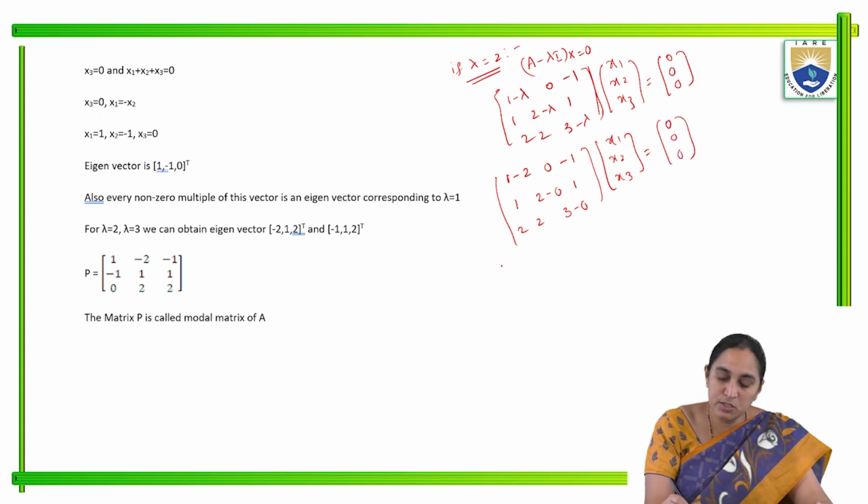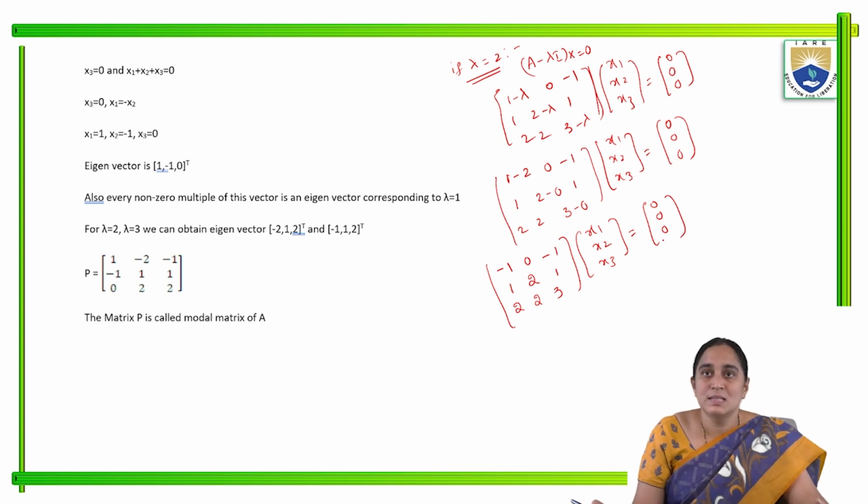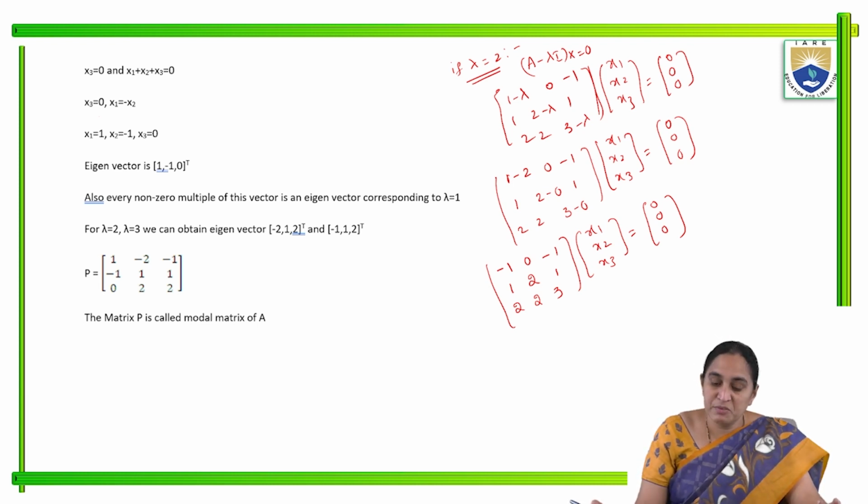Okay, from that 1 minus 2 means minus 1, 0, minus 1. And next 1, 2, 1. Next 2, 2, 1 into x1, x2, x3 is equal to 0, 0, 0. Okay, this is the vector form. Again, after getting this matrix form, now write this matrix in echelon form for solving the unknown values of x1, x2, x3. For that here, once observe, minus 1, 0, minus 1, 1, 2, 1, 2, 2, 1.